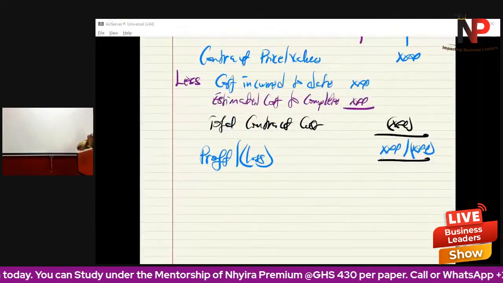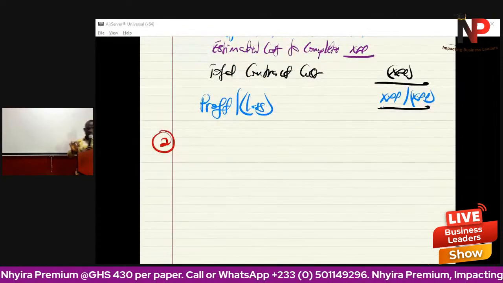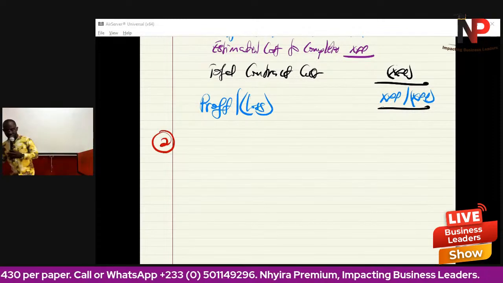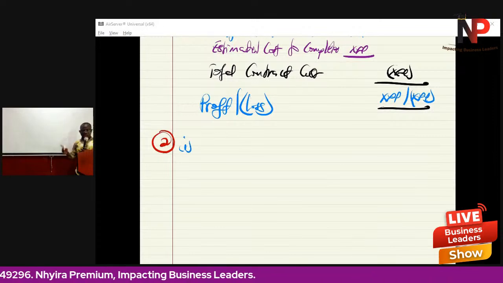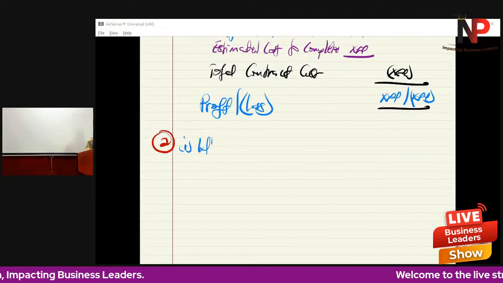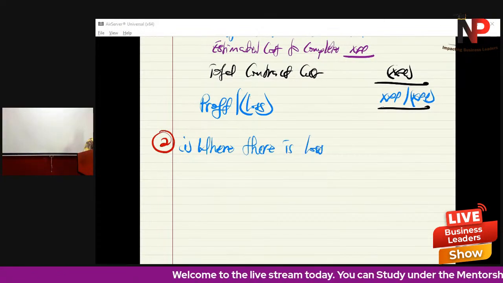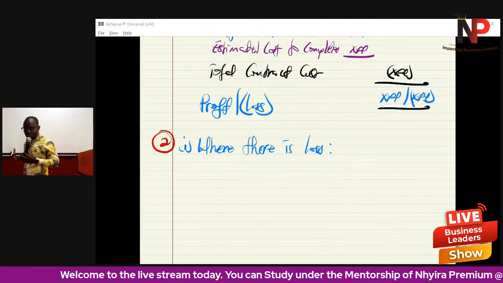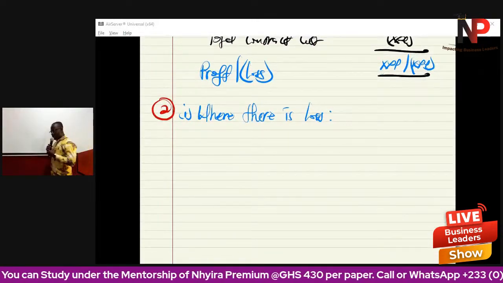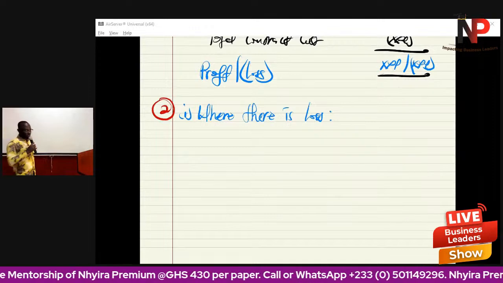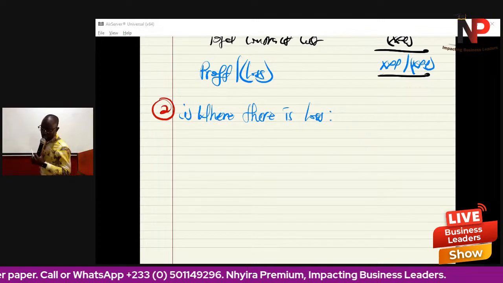Now, based on that, we go to step two, and I'm going to divide step two into two categories, so stay with me carefully. Step 2i is where there is a loss. If the contract results in a loss, then it should be provided for and recognized as an expense in the P&L account in accordance with IAS 37.